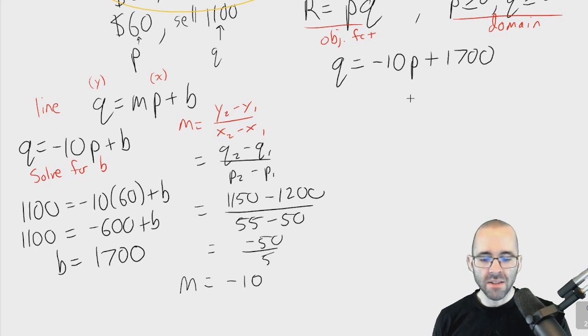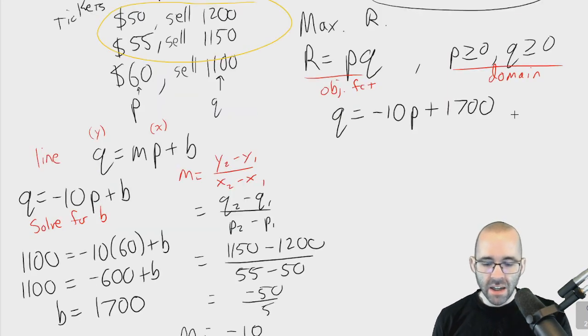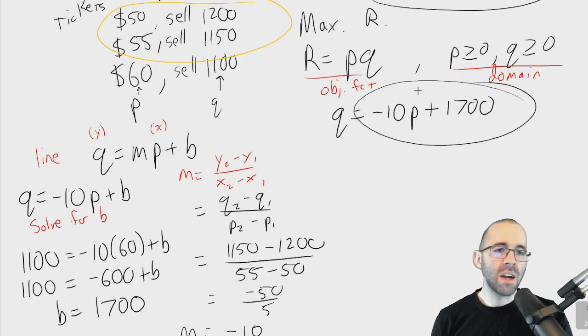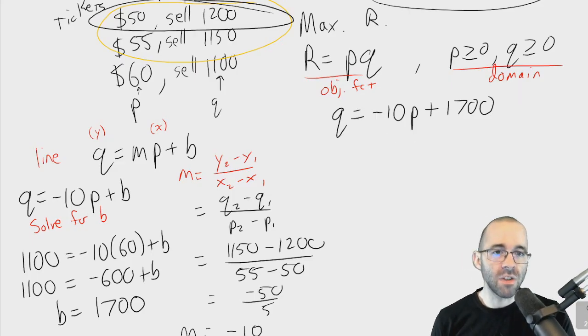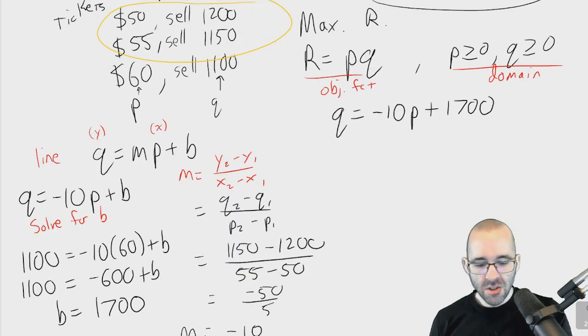And at any other price, we can check our answer, right? If we charge $50, this becomes negative 500. This becomes 1,200. Good. At a price of $50, we should have been able to sell 1,200. So this constraint equation looks pretty good.